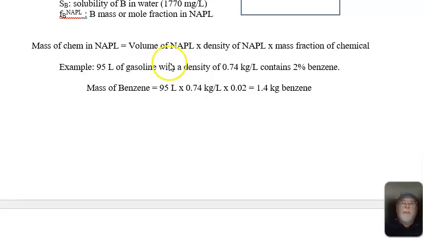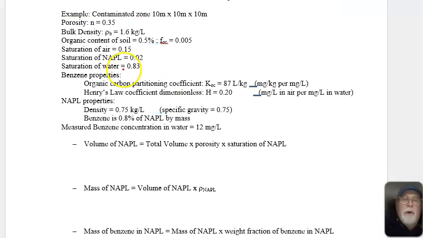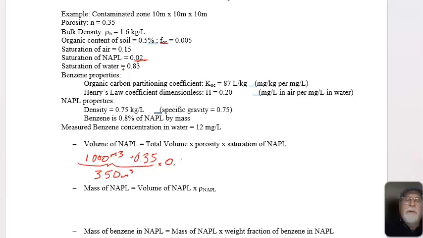So let's do it for our where's the benzene problem. The volume of the NAPL is very similar to what we did for air and for water. We have the total volume, which is again 1,000 cubic meters, times the porosity, 0.35. We've had that before. That's the 350 cubic meter pore volume. That times the saturation, which the NAPL saturation is 0.02. So 2% of that 350 is NAPL, which equals 7 cubic meters.